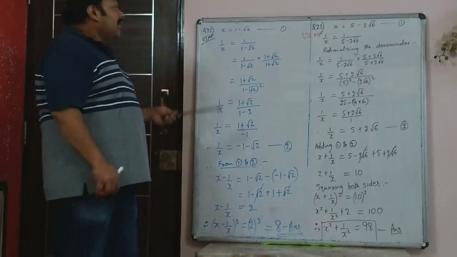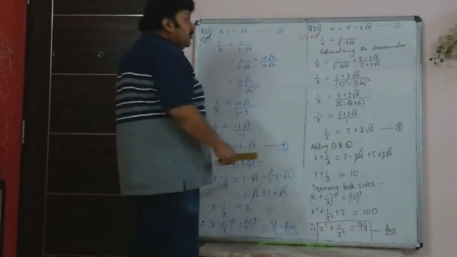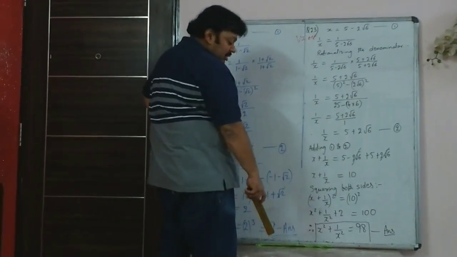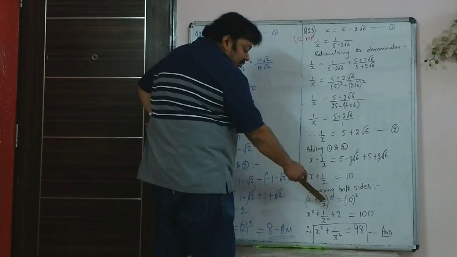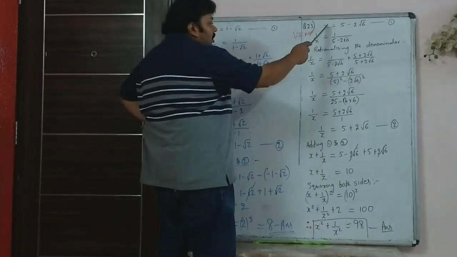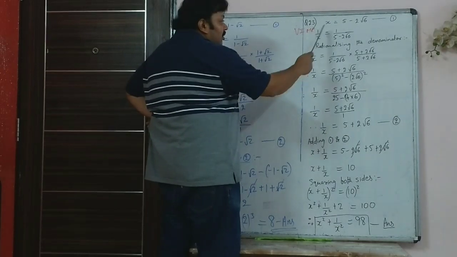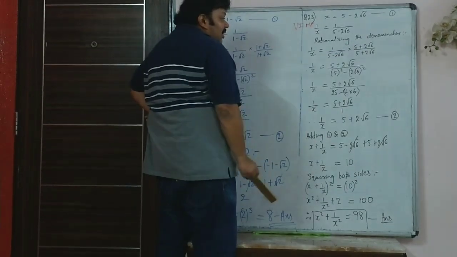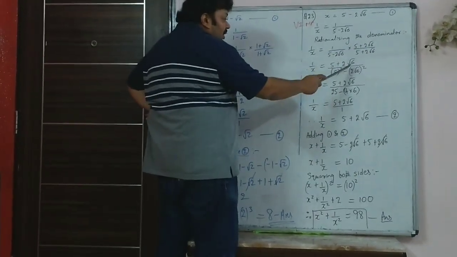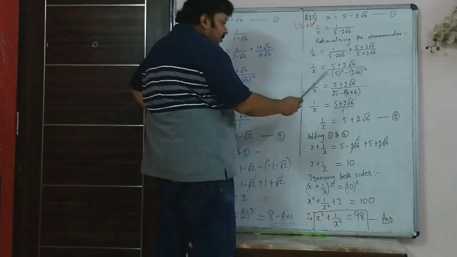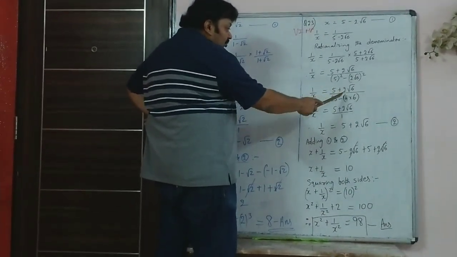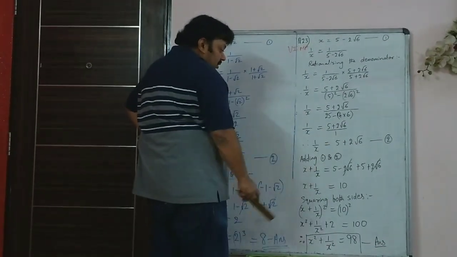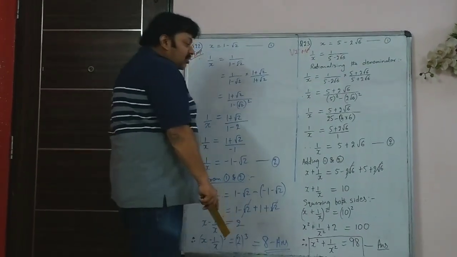So this sort of a sum is very important. Even the last one. You are given x, and finally you need to find x squared plus 1 by x squared. To get this, we will first find x plus 1 by x and then square it. So x is this, so we simplify and find 1 by x. Rationalizing the denominator, we get 5 plus 2 root 6 upon 5 squared minus 2 root 6 the whole squared. So 1 by x, 5 plus 2 root 6, 25 minus 24, which is 1. So 1 by x is 5 plus 2 root 6.